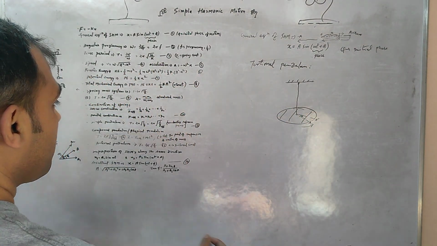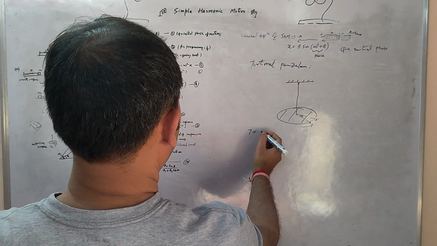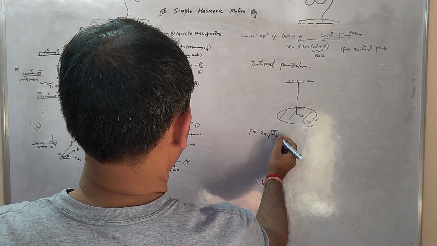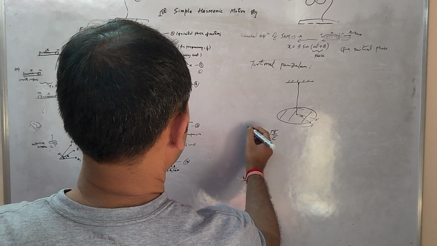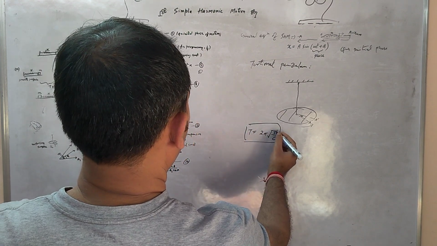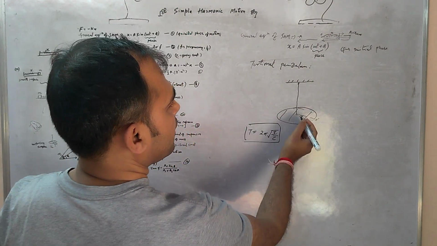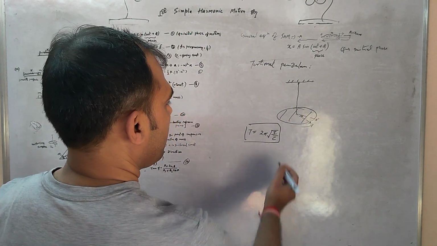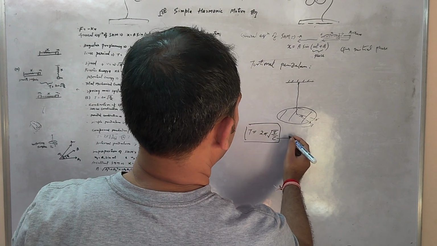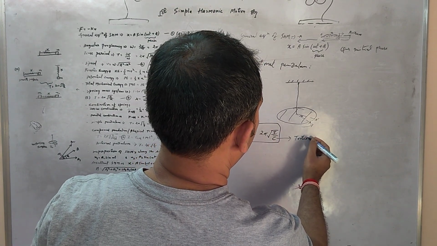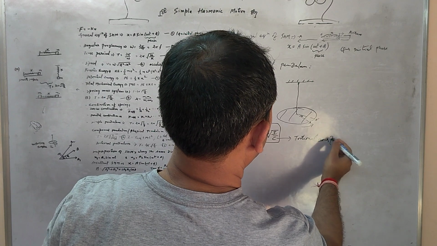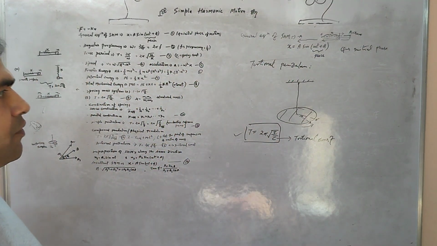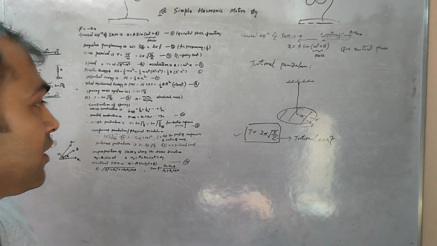Now the time period for a torsional pendulum can be given by 2 pi root of I by C, where I is the moment of inertia of the particular body around this point, and C is a constant that is called the torsional constant. So also remember this formula, it can be asked in the exam.